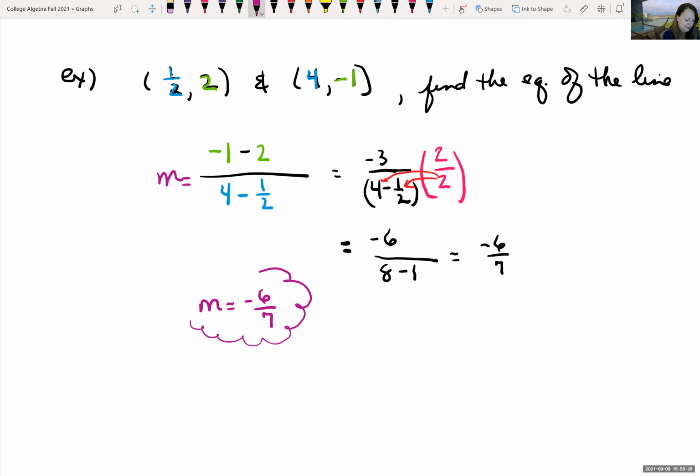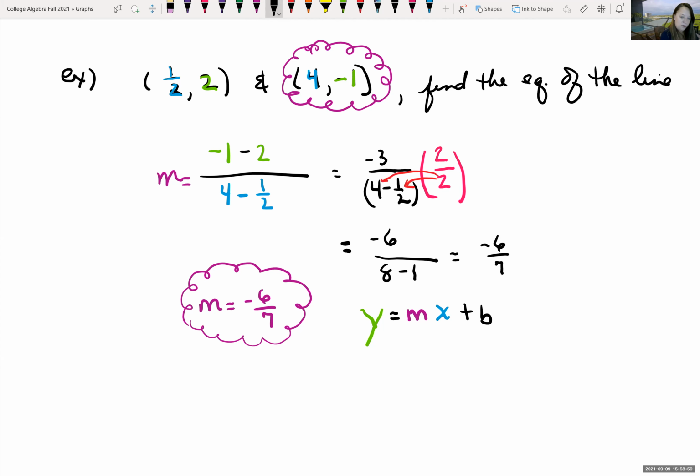We're going to need this. And we need 1 point. It doesn't matter which point you choose. Either way, we're going to get back the same equation. I would probably deal with no fractions, so I would probably choose (4, -1). We're going to plug it into y is equal to our slope times x plus b. So we're going to plug in our point and our slope, and figure out what our y-intercept is.